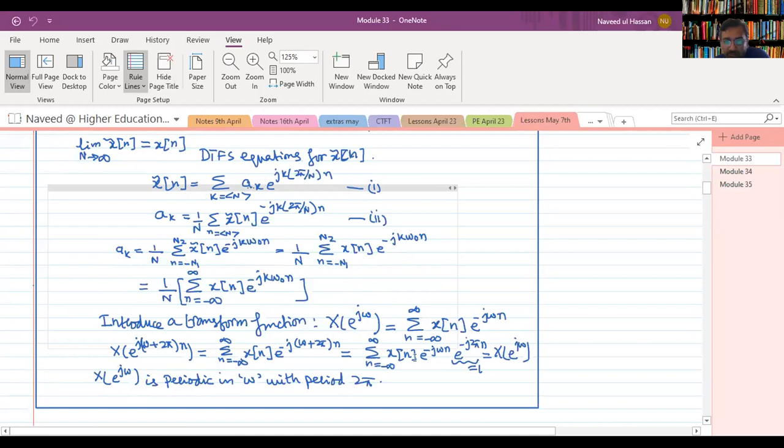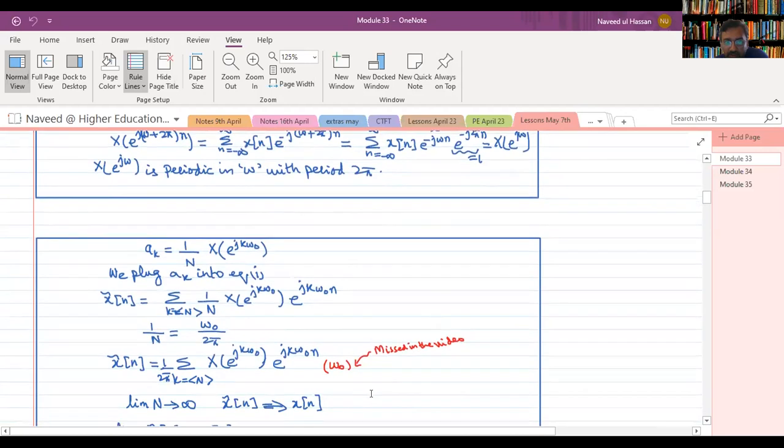So this approach is similar, and because of the periodicity and frequency wrapping effect of e to the minus j omega n, discrete-time complex exponentials, this transform that we introduce is periodic in variable omega, and its period is 2 pi. And here we quickly derived that it is indeed periodic and its period is 2 pi.